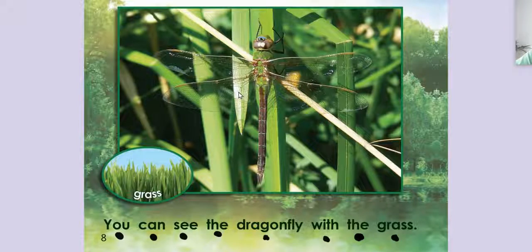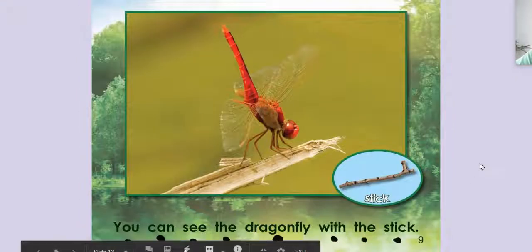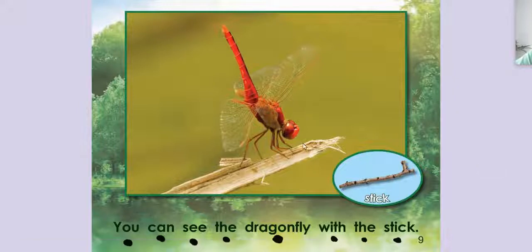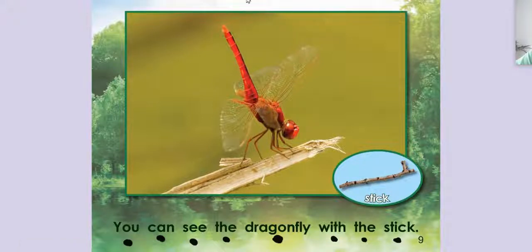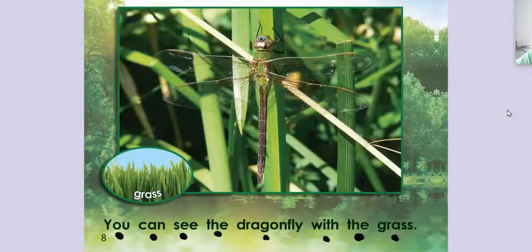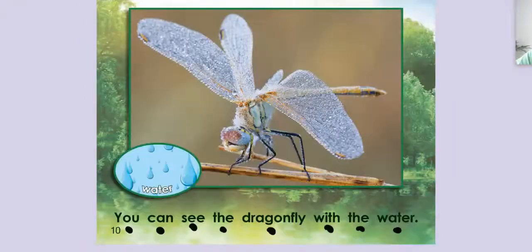Now the dragonfly is on the grass. You can see the dragonfly with the grass. Now the dragonfly is on the stick. You can see the dragonfly with the stick. Now this dragonfly is red. I'm starting to notice that these are different colors. Look at all these different colors a dragonfly can be.